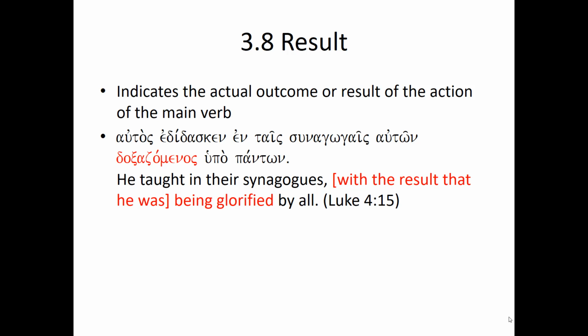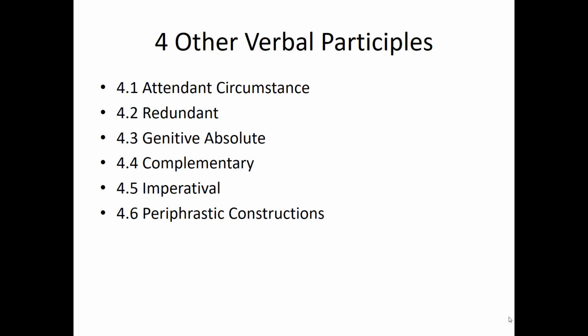So in all of these adverbial participles, take those key words, make a list, put it on paper, and keep it next to your desk while you translate, and test out a participle to see if it fits these categories. There are some other participles that are under the larger umbrella of verbal, but they're not adverbial proper. These are things like Attendant Circumstance, a redundant participle, Genitive Absolute, a Complementary participle, Imperatival Participles, and Periphrastic Constructions.